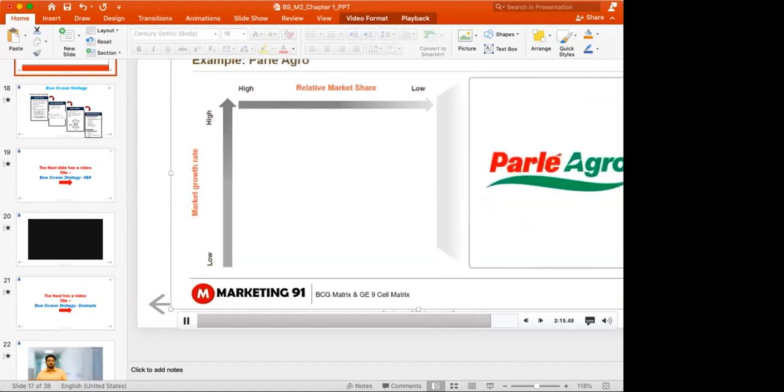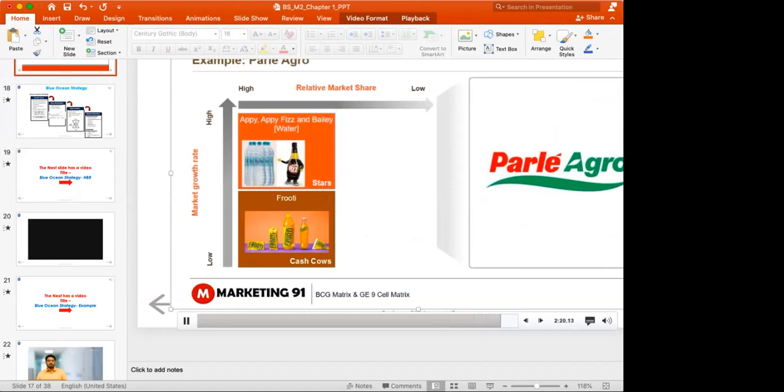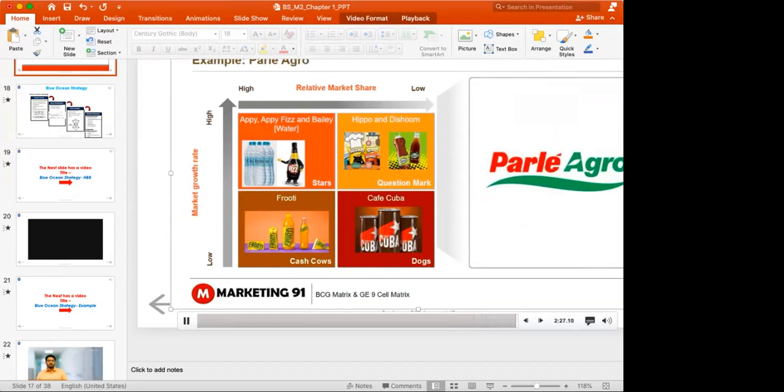Example: Parle Agro. Cash cows: Frooti. Stars: Appy, Appy Fizz and Bailley water. Question marks: Hippo and Dishoom. Dogs: Cafe Cuba.